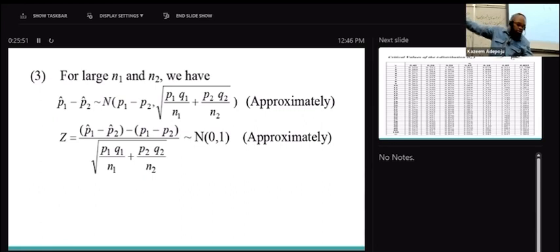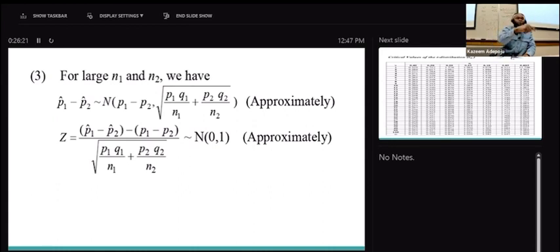Any question about what you see on the board? That's why you have what I'm projecting now. Take a look at that. It now means P cap 1 minus P cap 2 is a random variable. Now it follows a normal distribution with the mean of P1 minus P2 and the standard deviation of that. Any question?